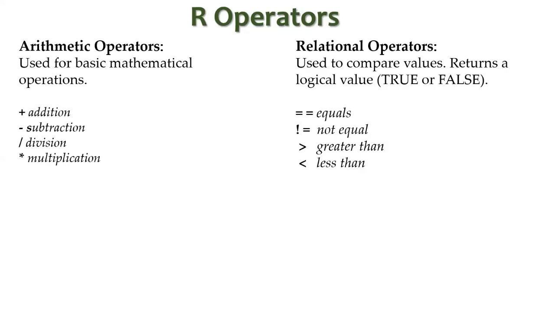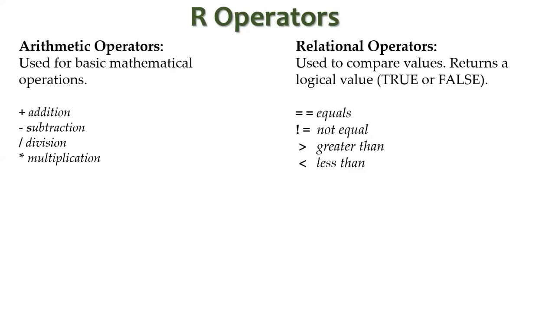So if I have 5 equals 5 with one equal sign, it will give me an error because you cannot assign a number to another number. But if I have 5 equals equals 5, then it will give me TRUE because 5 is actually equal to 5. And then the next relational operator is the not equal.